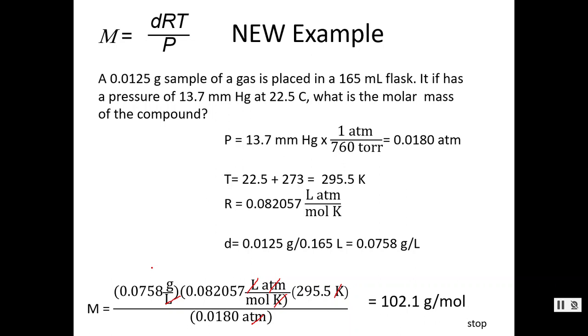So being able to determine the molar mass of a gas is another application of the ideal gas law that you should know and be able to do for the upcoming exam.